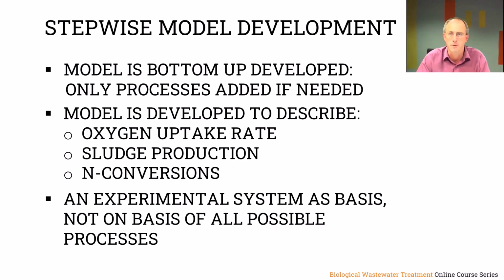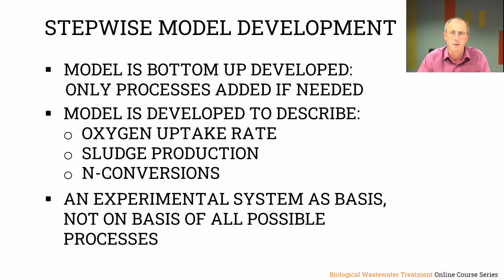So if you develop a model, start simple and look with a simple model at how it describes the system, and then add on what is needed. And know very well what you want to do. For instance, Activated Sludge Model number 1 is developed to describe the oxygen uptake rate in a proper way, so that you can design aeration, control aeration, and to describe the sludge production in a proper way, because anyway, sludge production and oxygen uptake rate are coupled, so if you do one good, the other is also good.